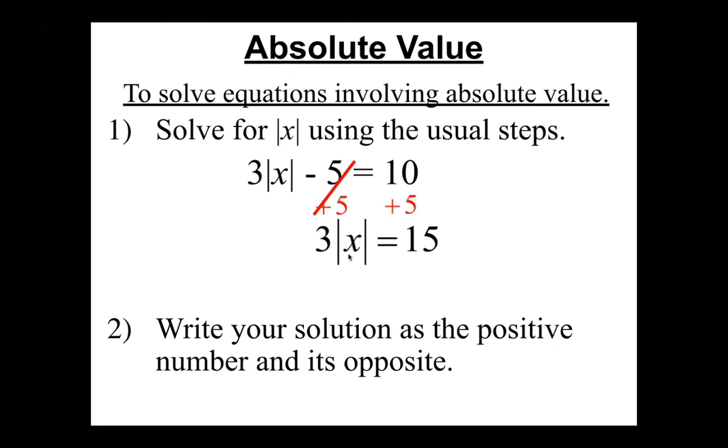Now that we've simplified our equation to this, we can divide both sides by 3 to isolate our variable, and that gives us absolute value x equals 5. Now that we have isolated our absolute value x, we can write our solution as the positive number and its opposite, which is just the positive and negative number. So our x value would equal positive and negative 5.